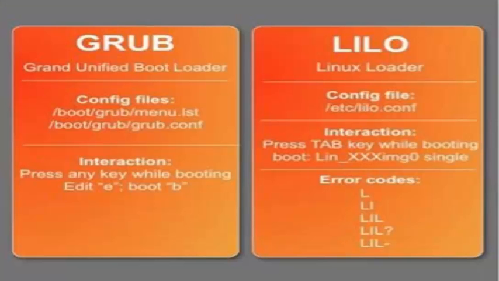There are two types of bootloader in the x86 PC environment. These are LILO and GRUB. The difference between LILO and GRUB: LILO has no interactive command interface, whereas GRUB does. And LILO does not support booting from the network, whereas GRUB does.